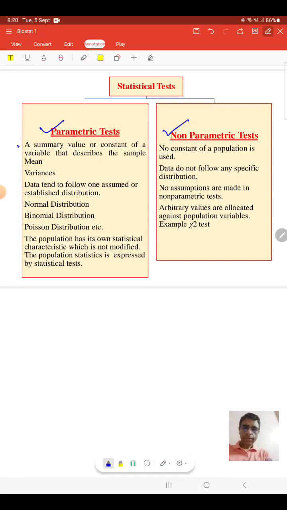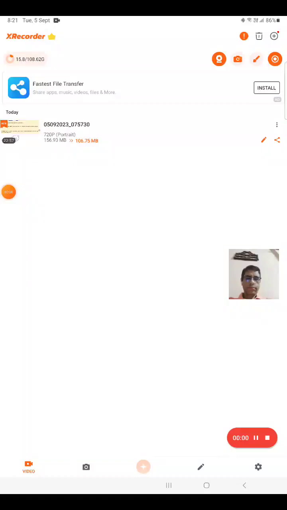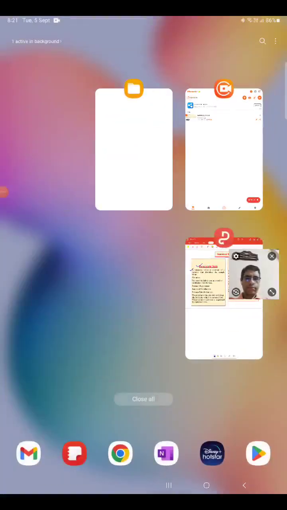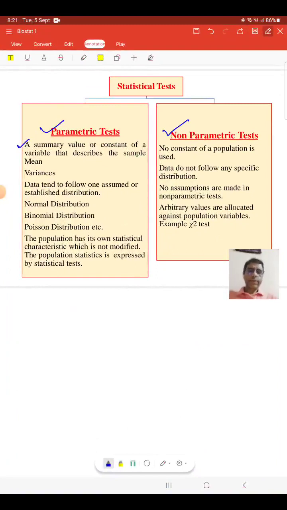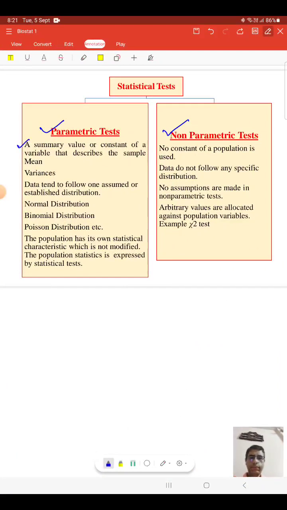What is a parametric test? A summary value of a constant of a variable that describes a sample, like mean and variances. So in parametric test there are also mean and variances. So what are the characteristics of a parametric test?